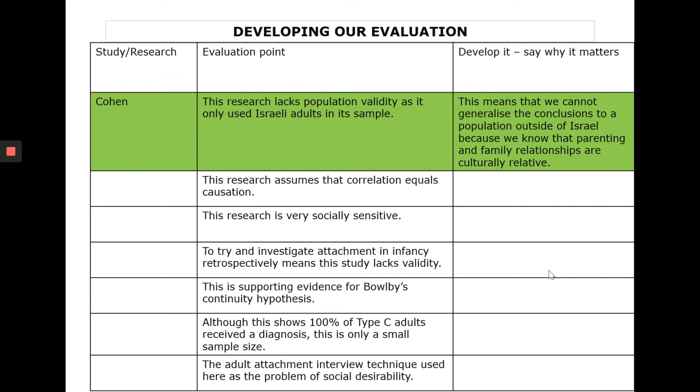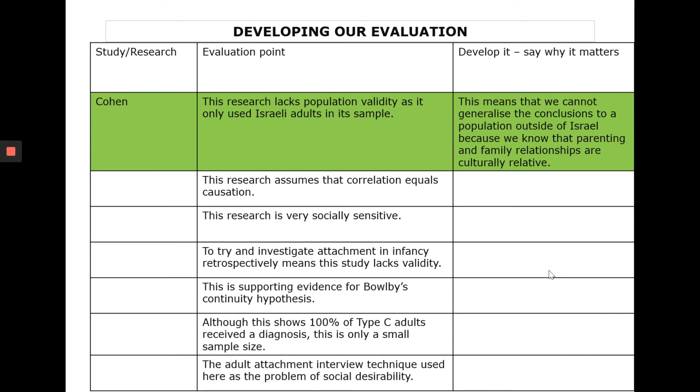So if I was faced with the central column and it told me that this research lacked population validity as it only used Israeli adults in its sample, that clue about the Israeli adults would make me think, oh, okay, that's that Cohen research. So I'd be writing Cohen in my left-hand column.